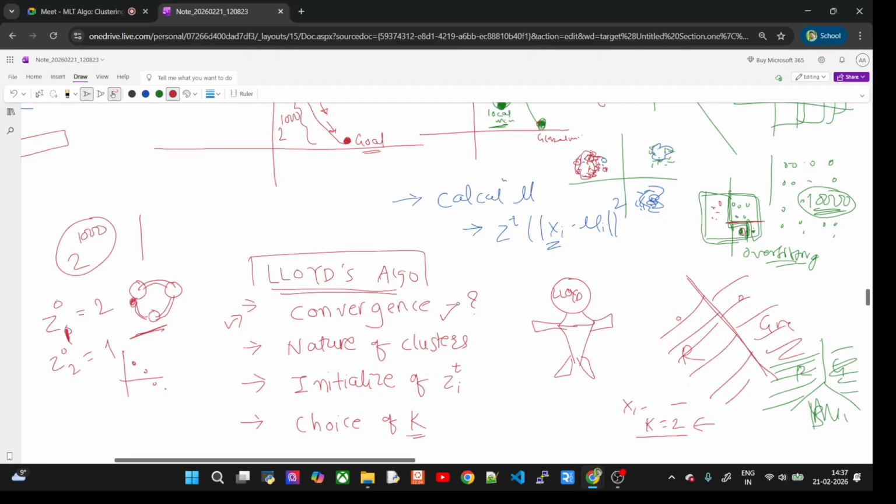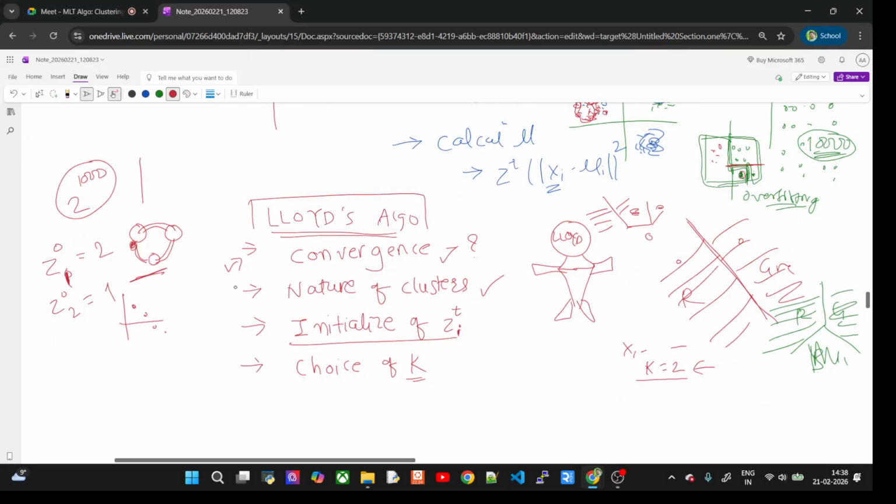So whether Lloyd's algorithm is converging or not, or what is the nature of the clusters, like whether it is 2 clusters or 3 clusters. Then the initialization of your zi values: whatever the first initialization we did, there should be a better initialization with some kind of logic. And the choice of clusters, how many clusters we are having. This is something we need to ask the question of the Lloyd's algorithm.